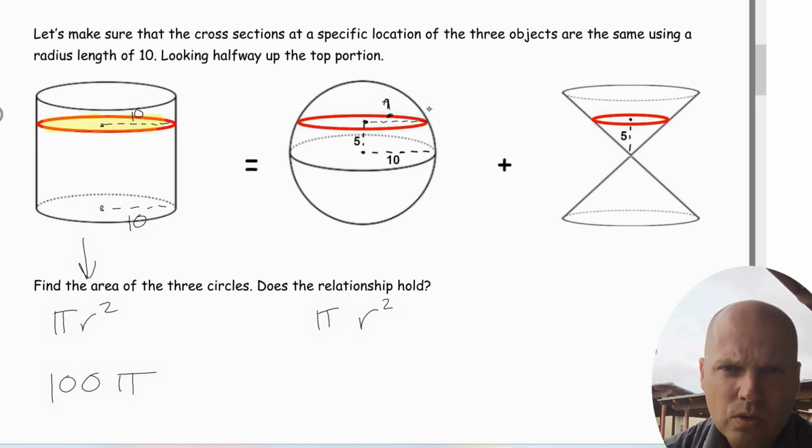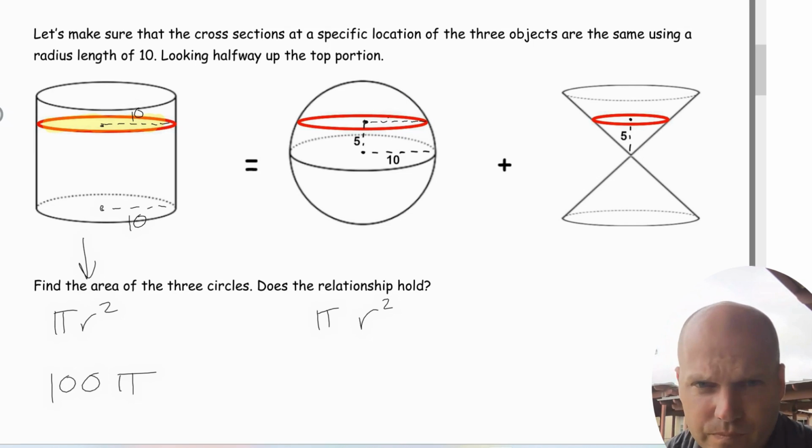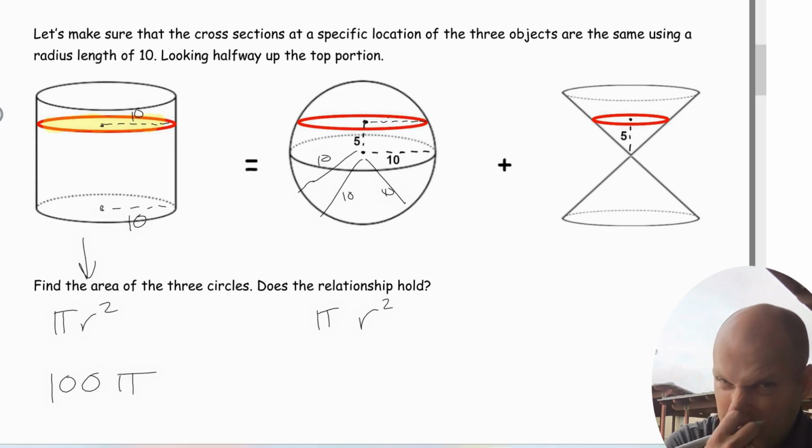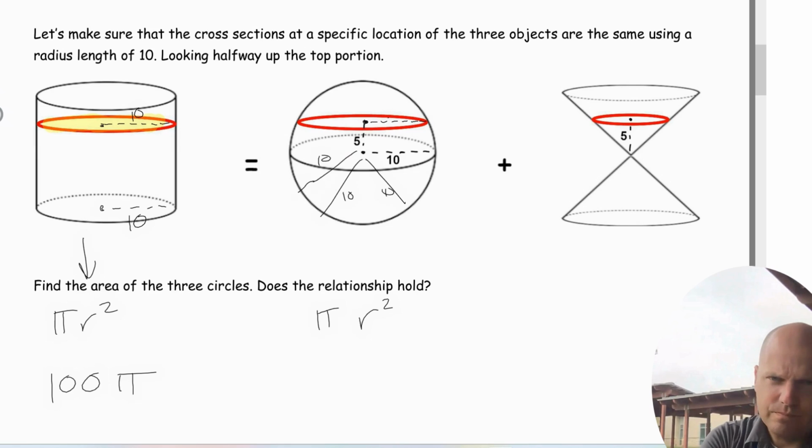I'd like you to try to figure that out. And I'll give you a hint. It's a sphere. Spheres are special because it's all of the points in all 3 dimensions that are 10 away from the central point. So, how can you use that to your advantage? Ready, set, go. Figure it out.